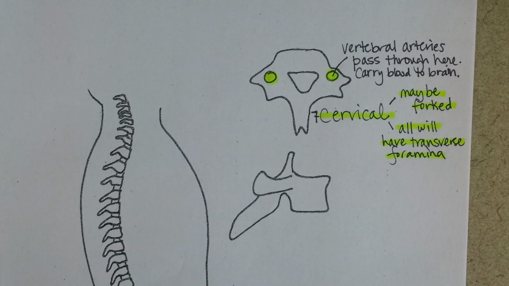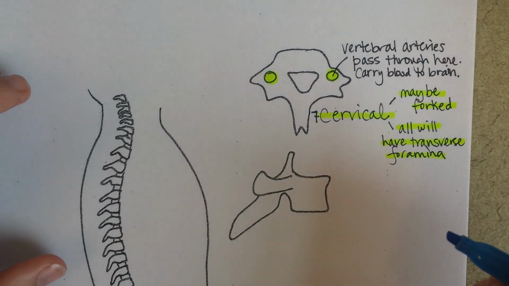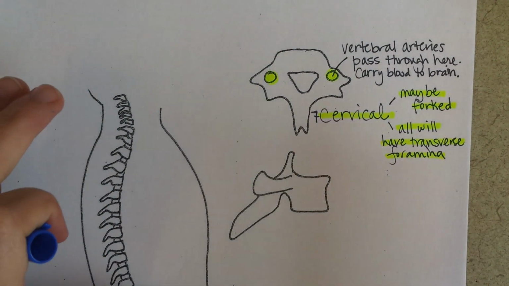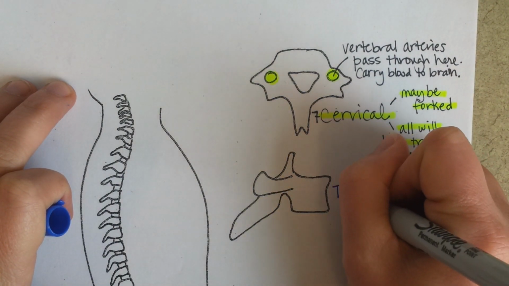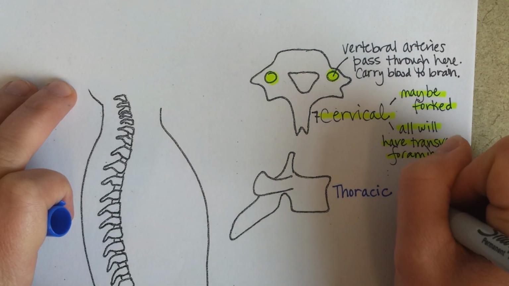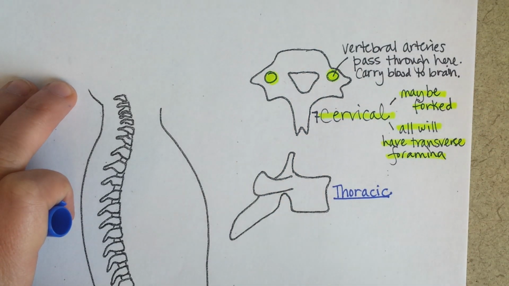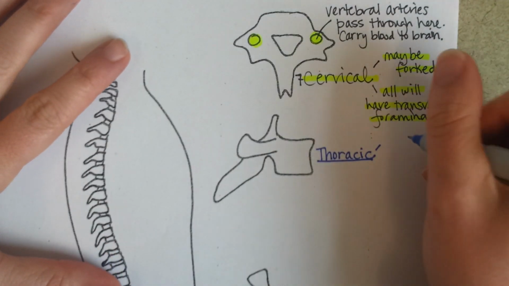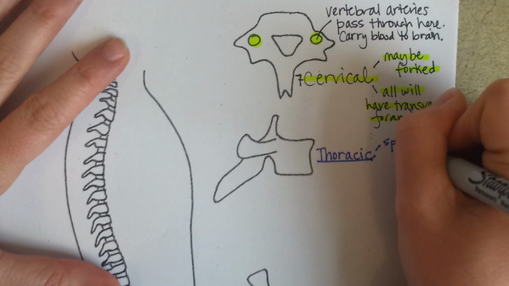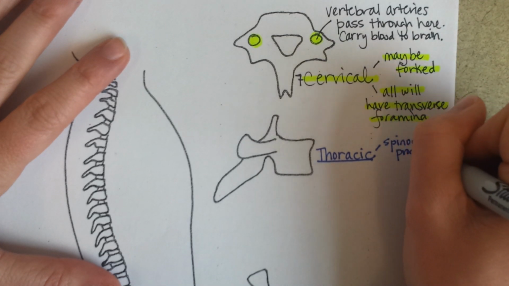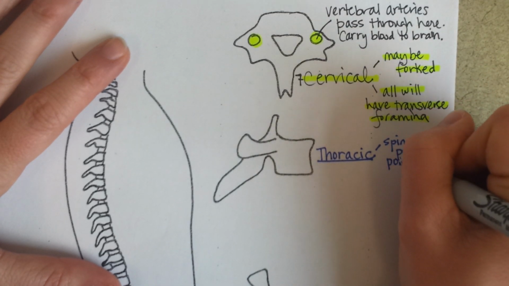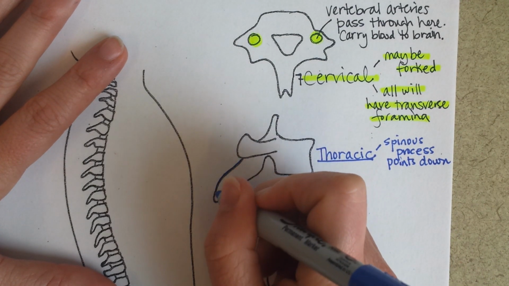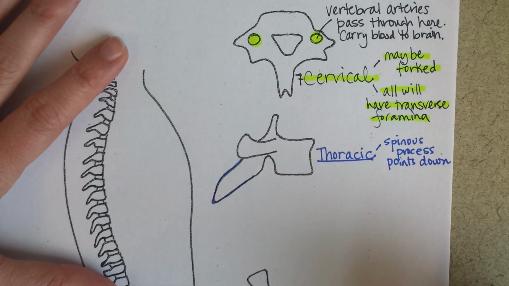Then there are the thoracic vertebrae. And I'm going to use blue. Now the thoracic vertebrae, some things that you might notice is that the spinous process points down quite a bit. That's something that can be a little obvious. So see how the spinous process is pointed down.